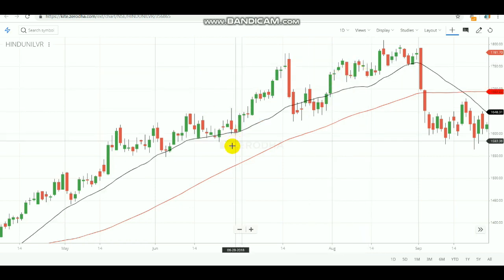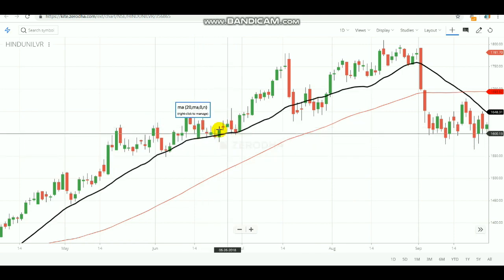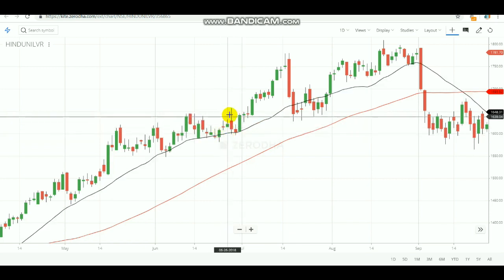Like this, if it came below, this candle is closed below, again the candle came up, that means it's showing the market in Hindustan Unilever is still in a profit trend, still it is in a positive trend only. So again you can make a perfect entry and reap the profits like that.